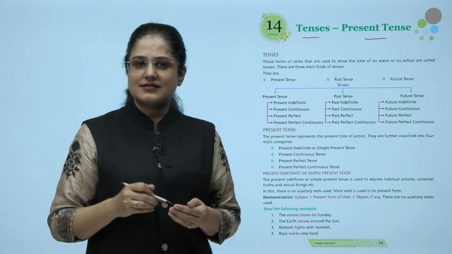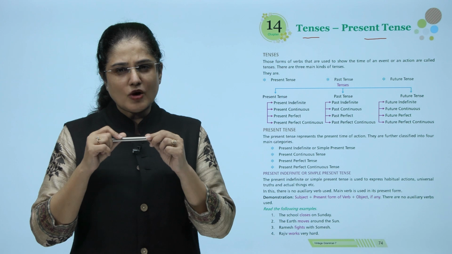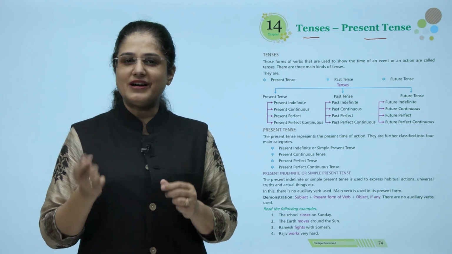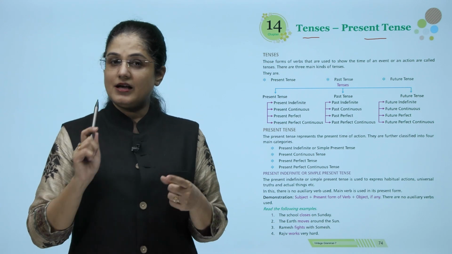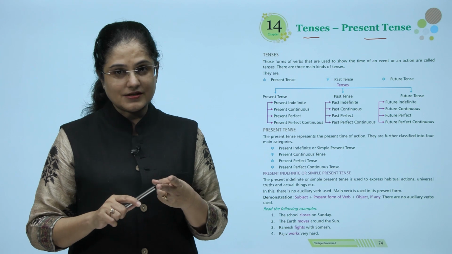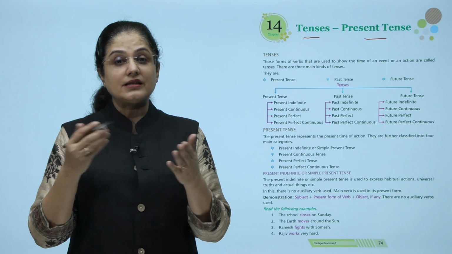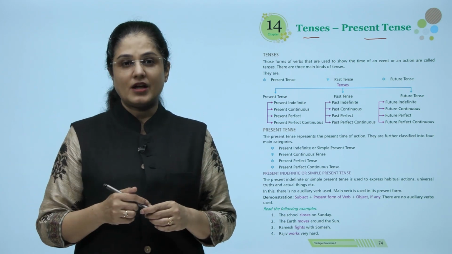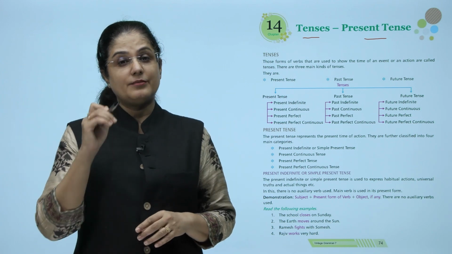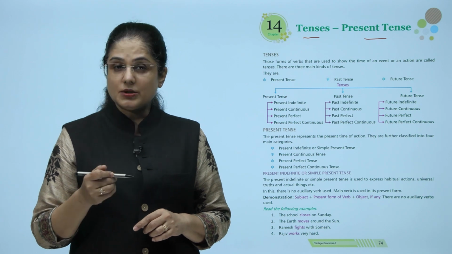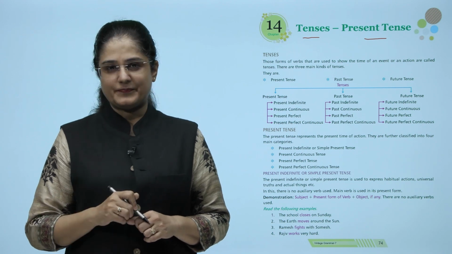Now, what are tenses? Those forms of verbs that are used to show the time of an event or an action are called tenses. There are three main kinds of tenses: present tense, past tense, and future tense. These tenses are further categorized into different kinds. For example, the present tense has four different categories: present indefinite, present continuous, present perfect, and present perfect continuous.